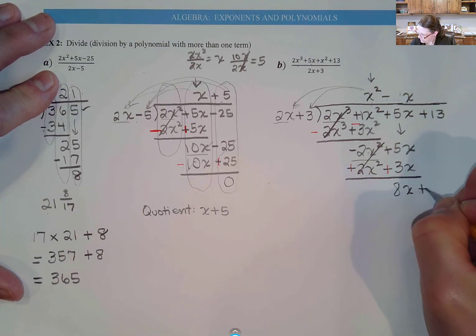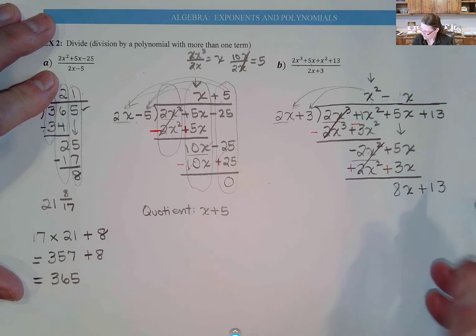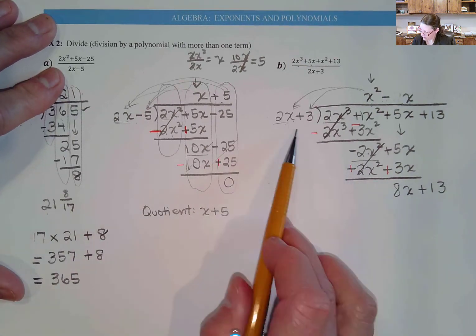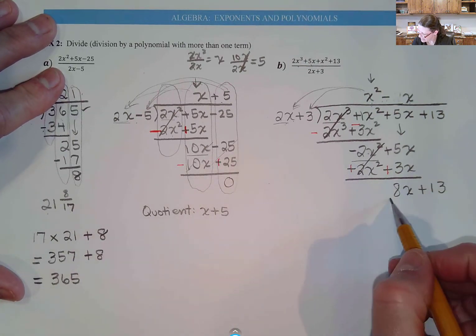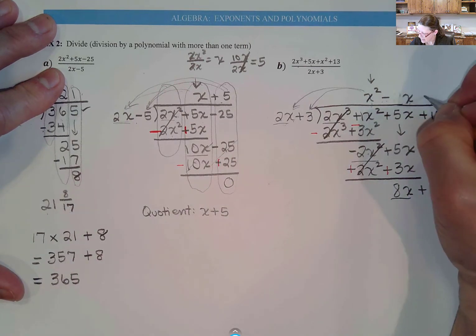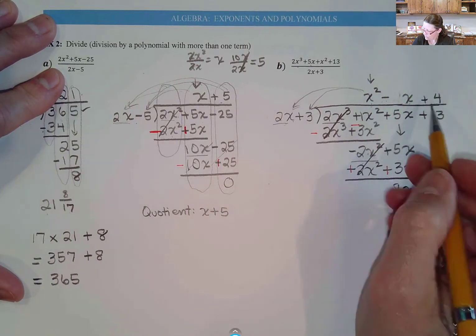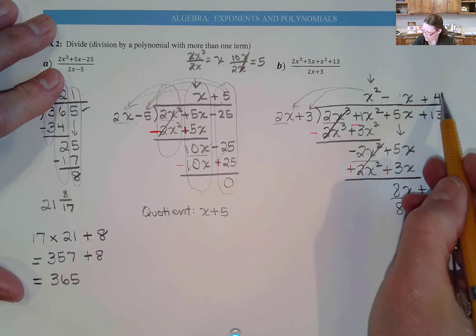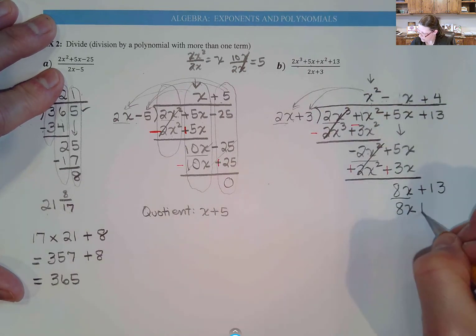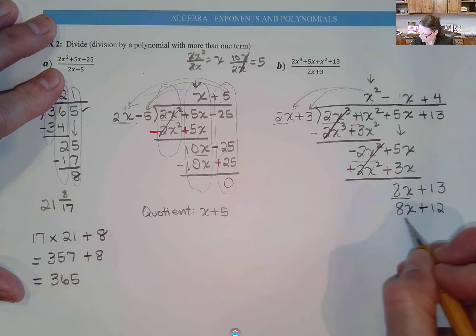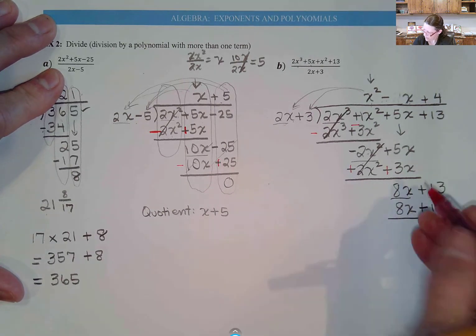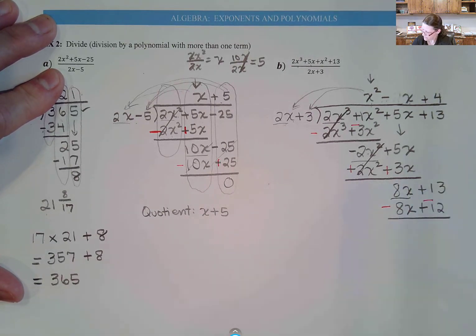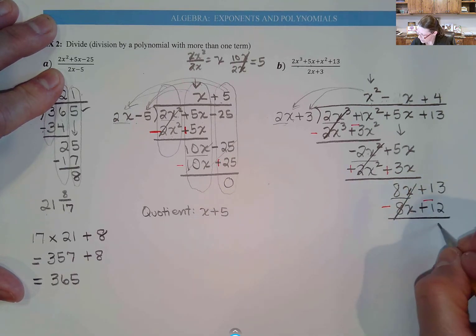Drop your 13. And last round. Okay, careful here. 2x divides into 8x 4 times. 4 times 2x is 8x. We're on the right track. 4 times 3 is 12. And we subtract. 8x minus itself is 0. 13 minus 12 is 1.